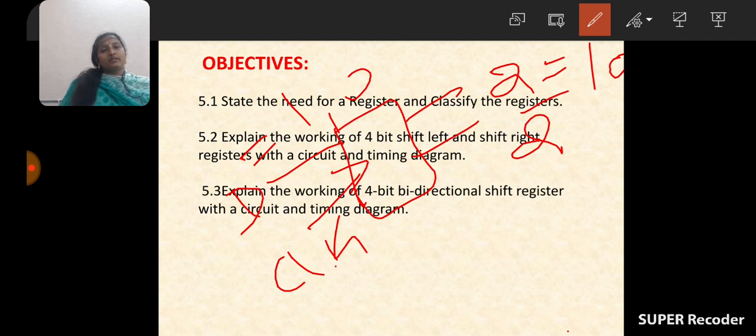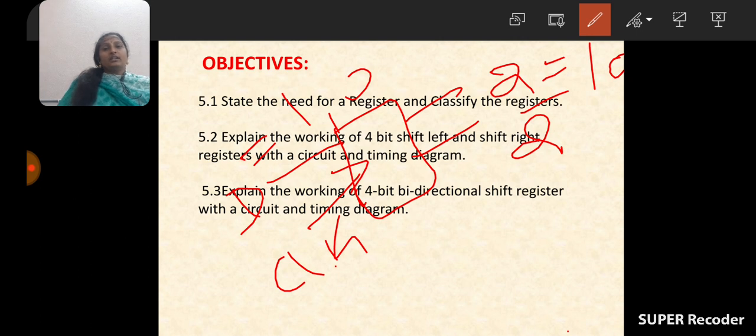By the application of clock pulse only, the output is changed according to the input. Means what? If D is equal to 1, Q is equal to 1 after the application of clock pulse only. If clock pulse is not there, even though we are applying the input, the output does not appear. So in this way, the input and the state of the output is synchronized with the clock pulse. And this D flip-flop is also called delay flip-flop.